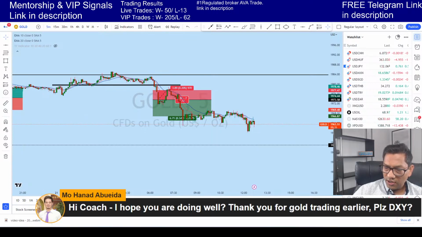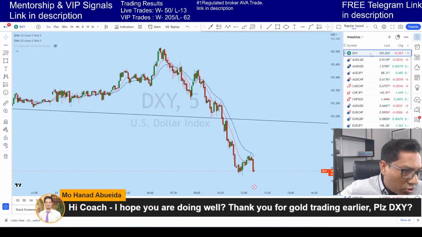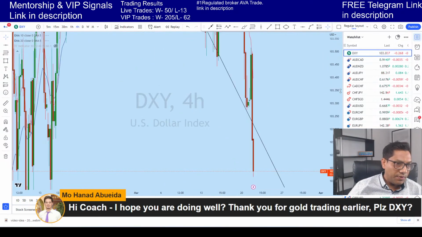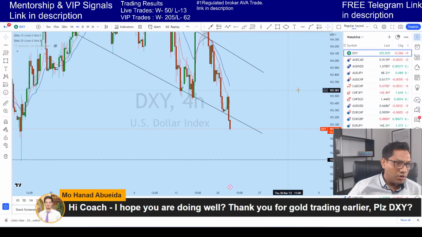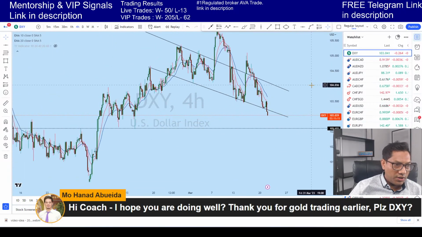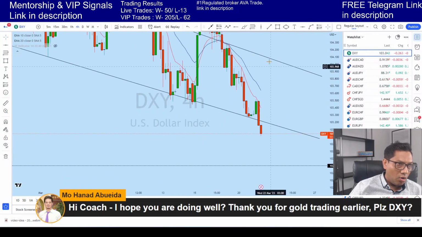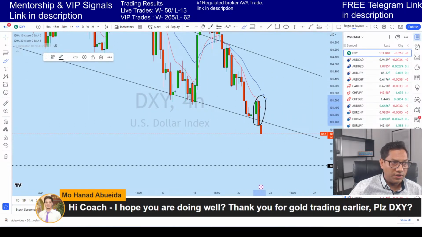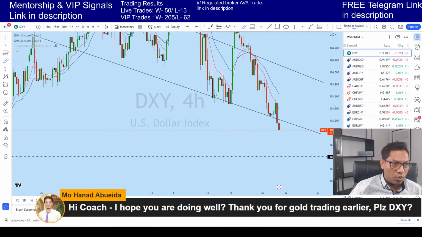So let's look at DXY. Now DXY, in fact, is very important because DXY will give us a very good idea of what's happening in the market. Now we see that DXY is bearish. I was always bearish on DXY, and DXY is doing exactly as I expected. In the previous session, DXY has formed a long bearish engulfer. This bearish engulfer is quite significant because it has in fact broken the support zone on DXY.